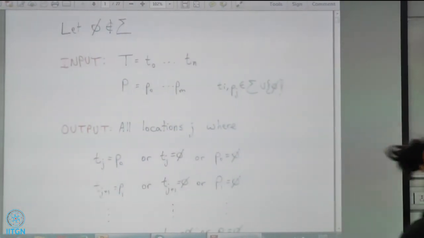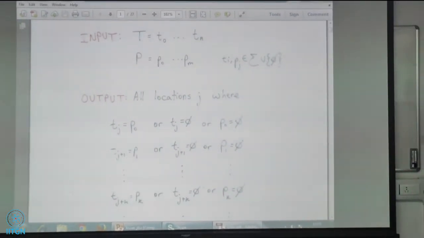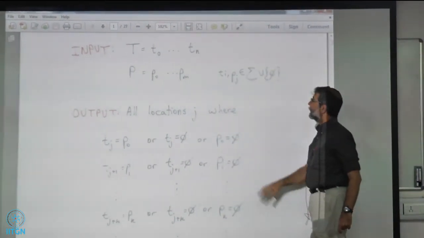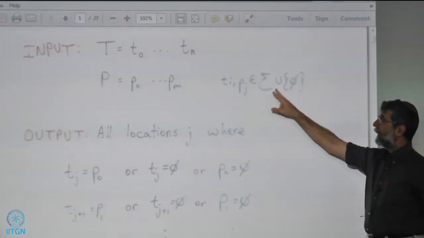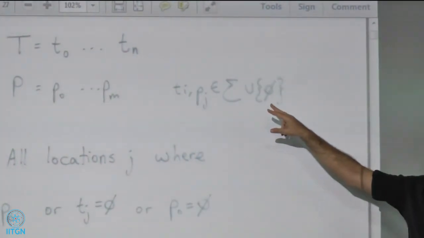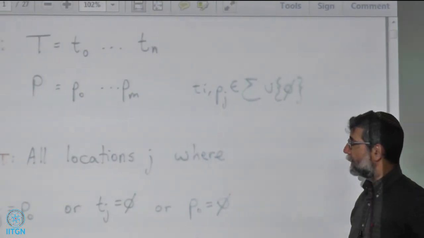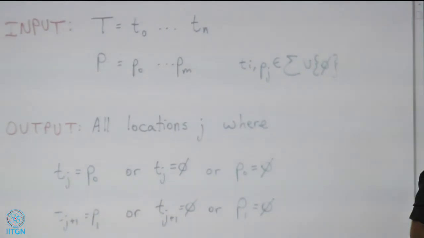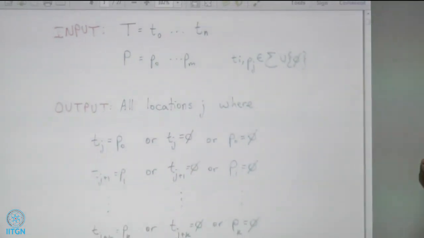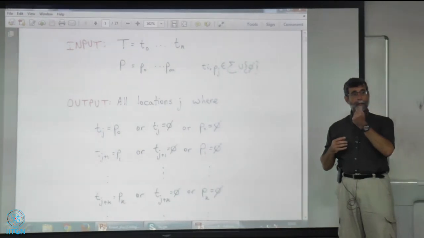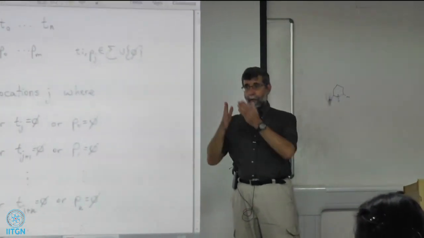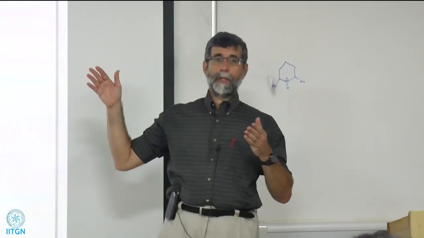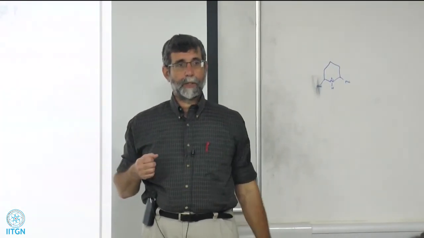Our input is going to be a text, T0 to Tn, and a pattern, P0 to Pm. And these T's and P's are either alphabet symbols or they're the don't care character. Now, what's our output? So we need to find things. In pattern matching, what you need to find is all the locations where, one for one, the text symbol is equal to the pattern symbol. If it equals through the entire pattern, then we say, okay, the pattern starts here in the text.